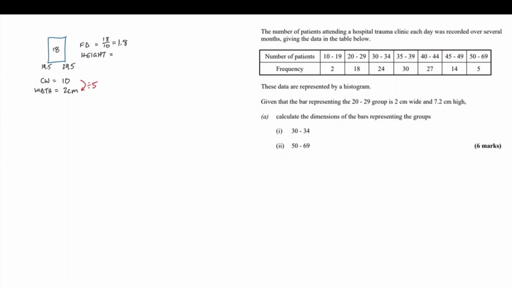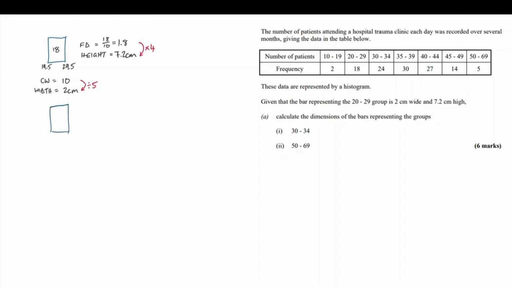Okay, frequency density is frequency divided by class width, 18 divided by 10, that gets us 1.8. And this time our scale factor to the centimeter height is to multiply by 4. For every bar in this histogram, if you calculate its frequency density, you can multiply it by 4 to find the height that you would have drawn that histogram. Now that we know those scale factors, we can move on to the rest of the question and apply those scale factors.